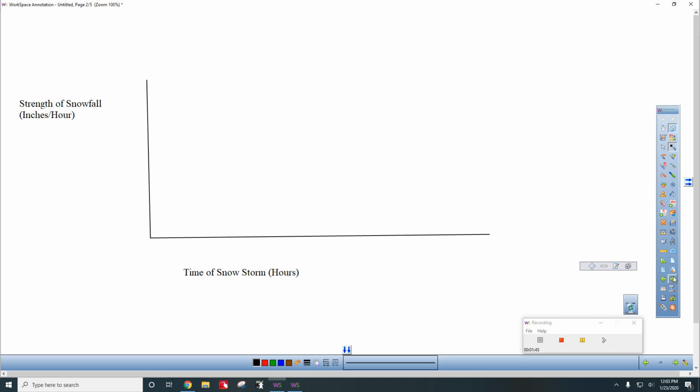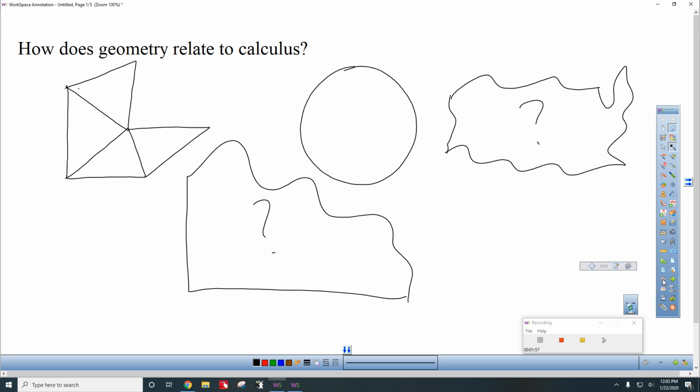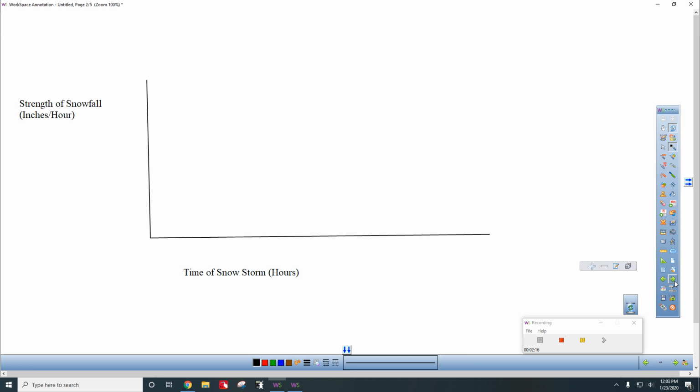Area is essentially adding a bunch of products together. If you think about how we found the area of this thing, we did one-half base times height, and we added that to one-half base times height, and one-half base times height, and one-half base times height. We added all those products together to get the area of that shape. Well, products don't just have to give you area.